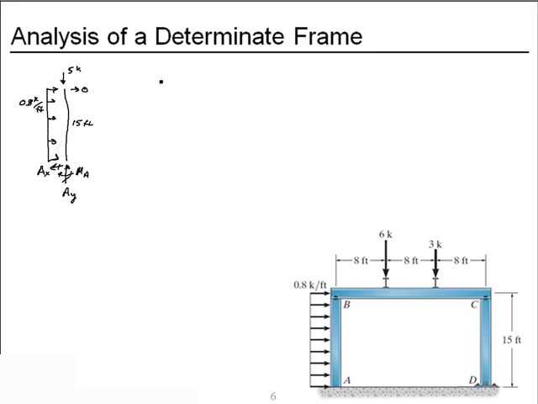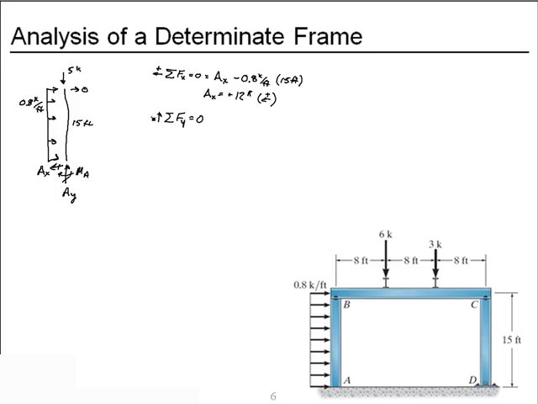So let's start by summing forces in the x direction. Again, I'm going to choose left as positive because I think that'll make things a little simpler. We have AX, minus the 0.8 kips per foot times the 15 feet over which it acts. Those are the only horizontal contributions. So AX is 12 kips to the left.